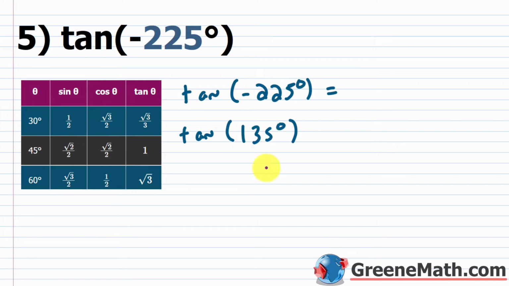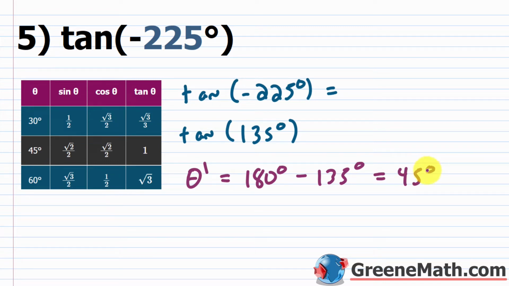So the reference angle, again, if I'm in quadrant 2, is going to be 180 degrees minus the angle. So the reference angle, theta prime, is going to be equal to 180 degrees minus 135 degrees. So here that's going to be 45 degrees. Now, the reason I'm using this is because the function values will be the same in terms of their absolute value. You just have to work out the sign using the all students take calculus.